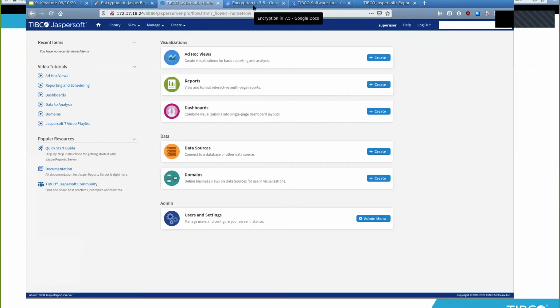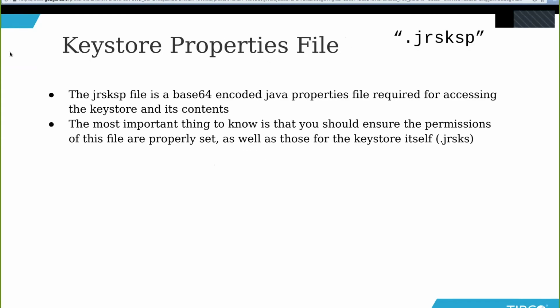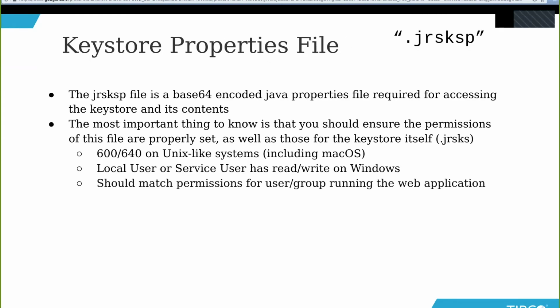So where a lot of people trip up would be importing between 7.5 instances. As I mentioned in this presentation before, we have this Keystore properties file. And as long as the users are the same, you really shouldn't have a major issue. And there's a pretty good wiki page on our community site that covers everything required to do this.